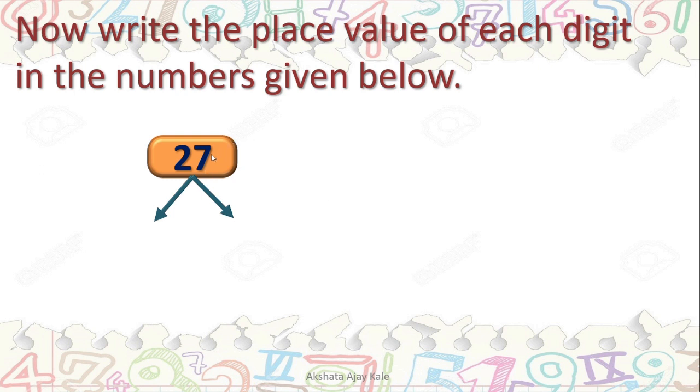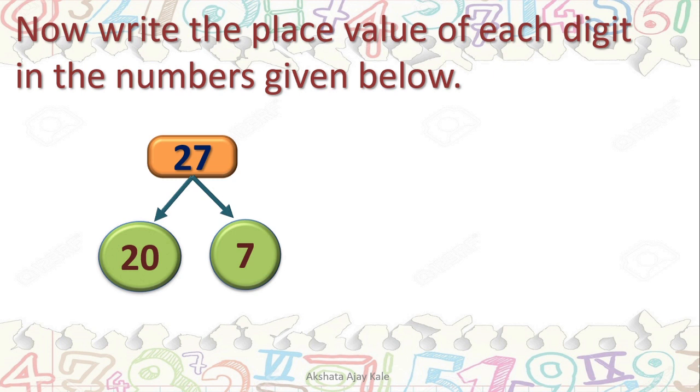Now here 7 is in unit place, so the place value of 7 is 7 as it is, because we multiply the number in unit place by 1 to get the place value of that digit, right? And what about 2? 2 is in tens place. We multiply the digit in the tens place by 10 to get the place value of that digit. So 2 multiplied by 10, that is 20, right?